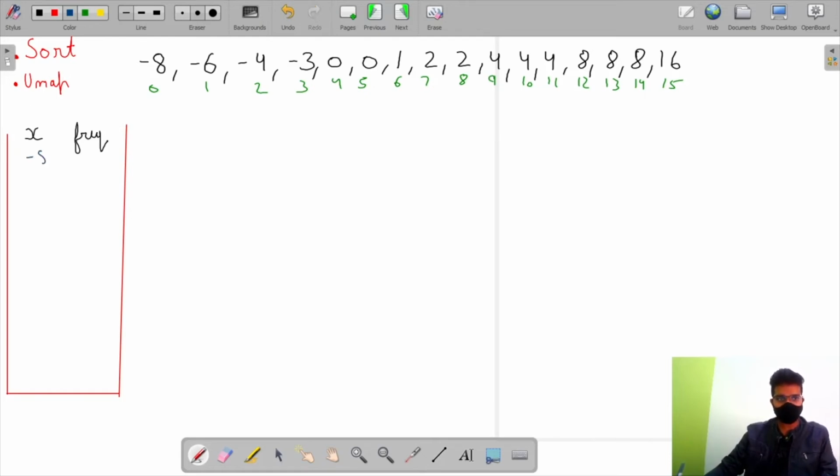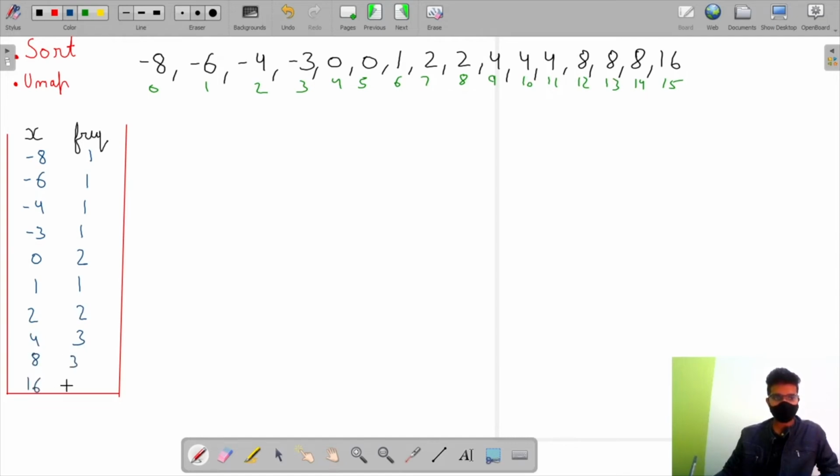So I got -8. Its frequency is 1. I got -6, its frequency is also 1. I got -4, frequency 1. -3, frequency 1. 0, frequency 2. 1, frequency 1. 2, frequency 2. 4, frequency 3. 8, frequency 3. And 16, frequency 1. So let's say this is our map. What I did is traverse my array and store the value and its frequency in my map. Now comes the step that we were waiting for.